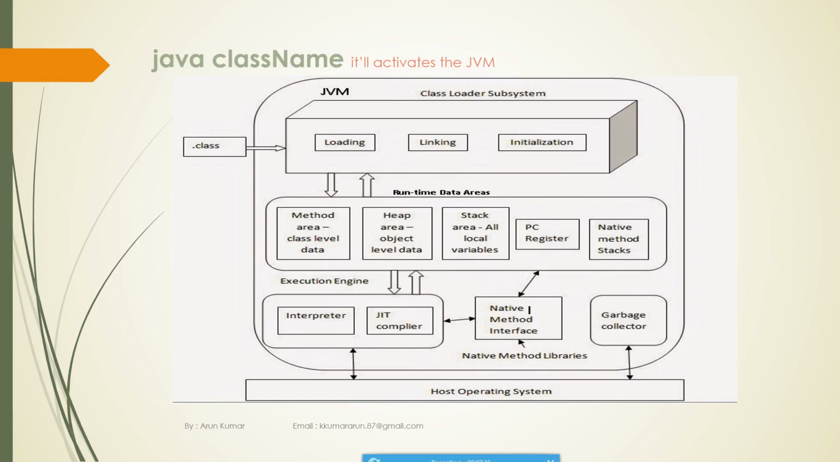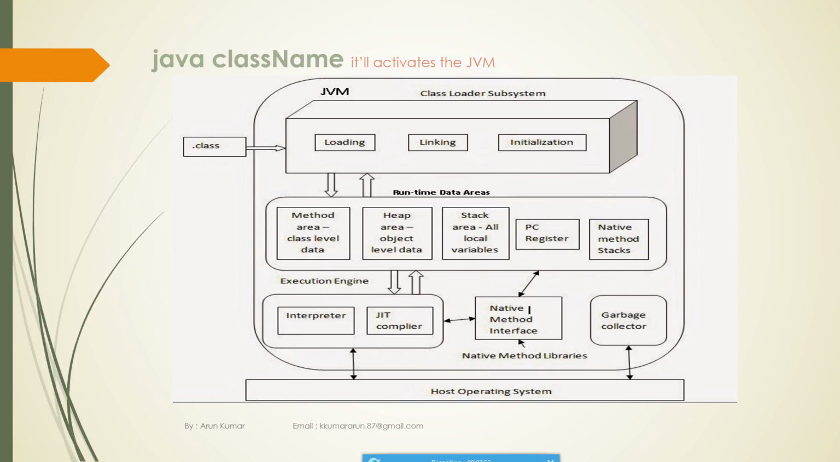Now come to the execution engine. Now we have the interpreter and JIT. What is the interpreter? We all know about the interpreter. It reads the code line by line. So in Java, the interpreter reads the byte code and converts it into the native code line by line. And it gives it to the DMA, which is direct memory access.